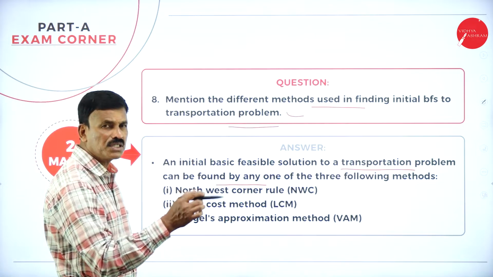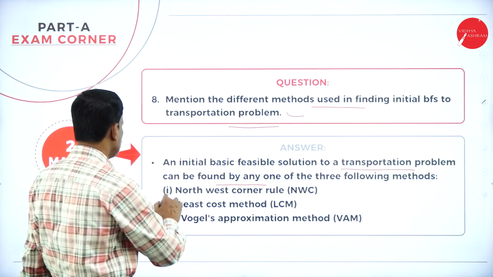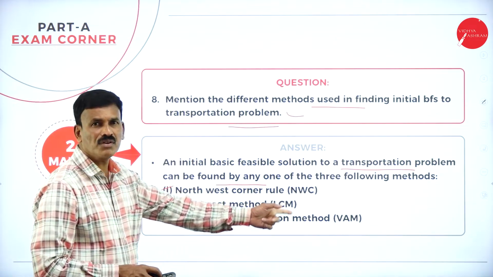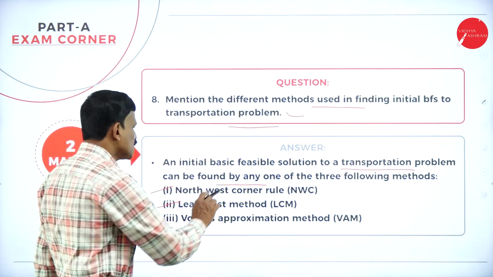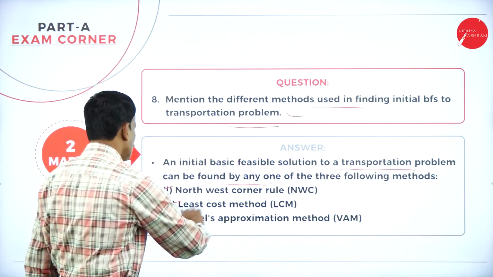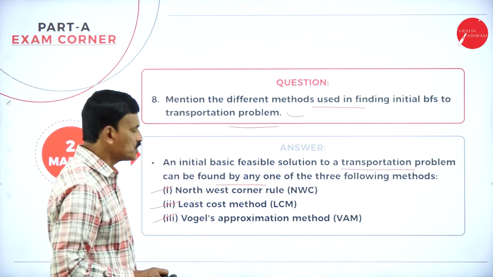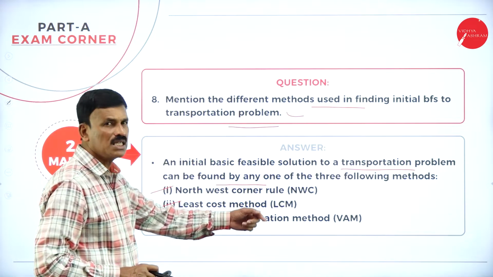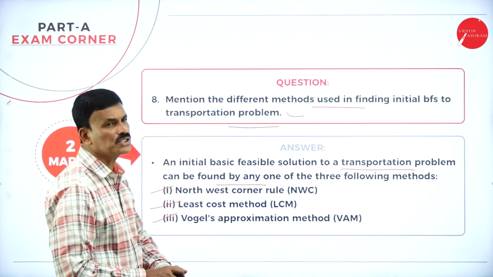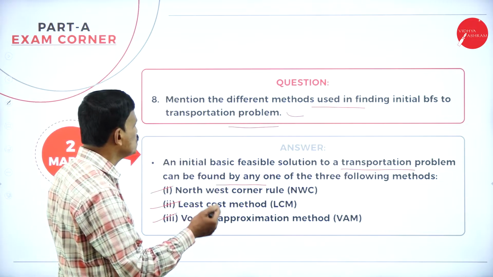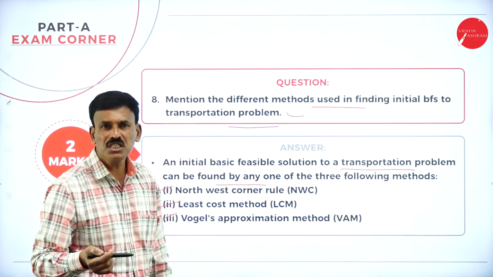The 3 important methods to find the basic feasible solution are the northwest corner method, the least cost method, and the third one, Vogel's approximation method. Northwest corner method NWC, least cost method LCM, and Vogel's approximation VAM. These are the 3 different methods used to find the feasible solution of a transportation problem.